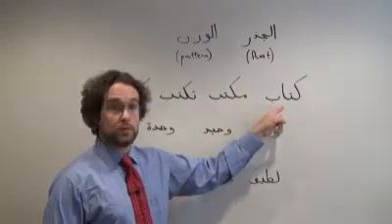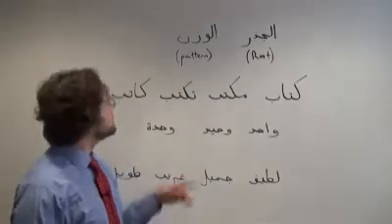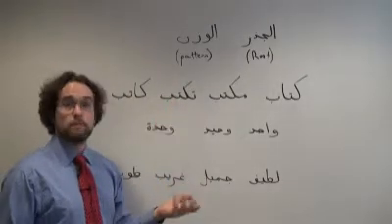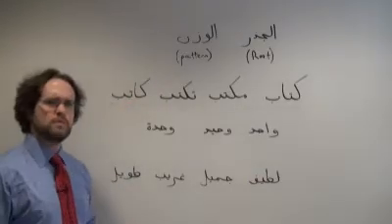Kitab, which means book in Arabic. Maktab, which means a desk or an office. Tektub, the conjugated verb for she writes. And katib, which means writer.